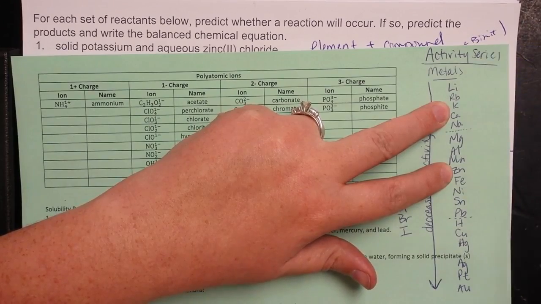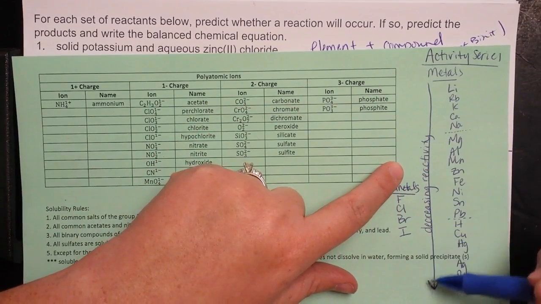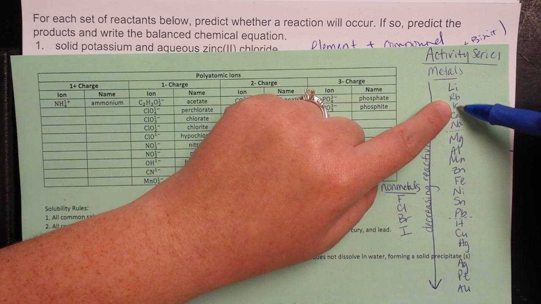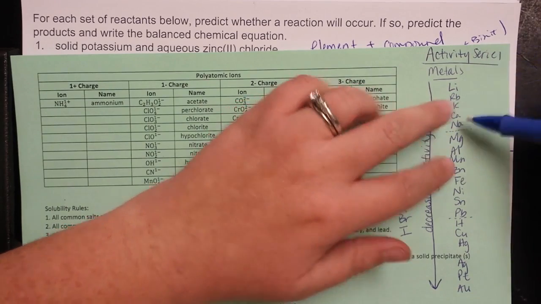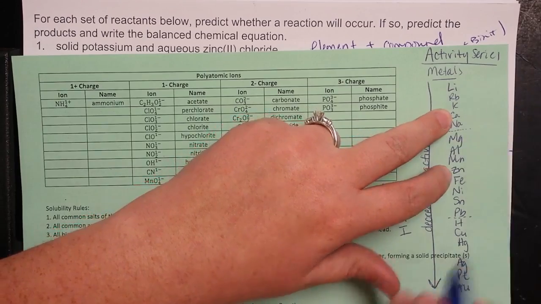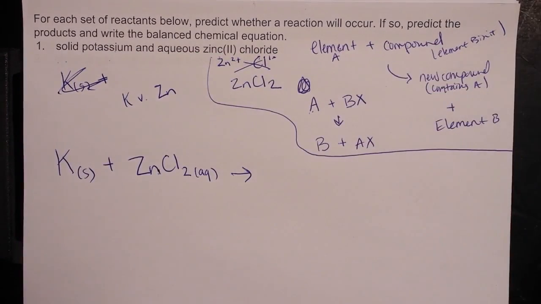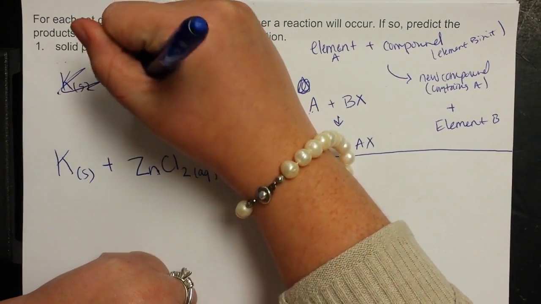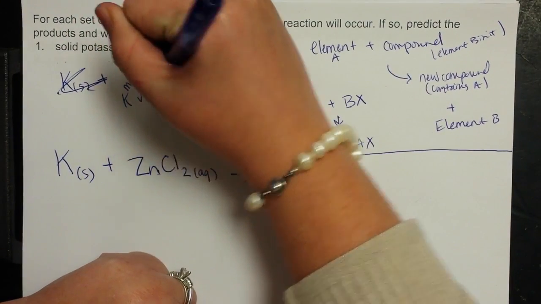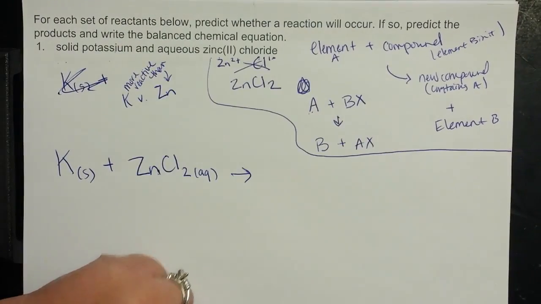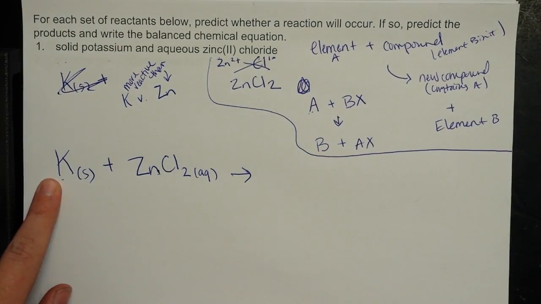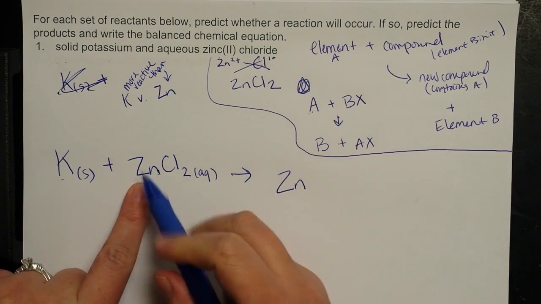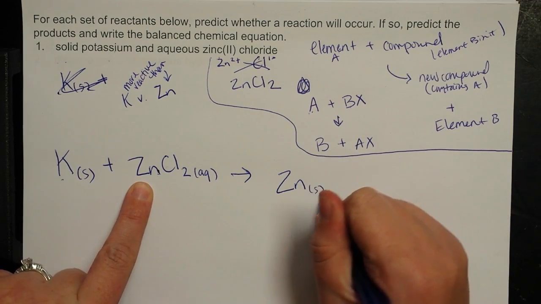Okay. With the activity series, they decrease in reactivity going down. So anything high up on the list will replace anything below it. So potassium is stronger than zinc, or more reactive, we'll say. So since potassium is more reactive than zinc, potassium is strong enough to kick zinc out. So zinc metal will be by itself. And so the zinc by itself is going to be a solid.